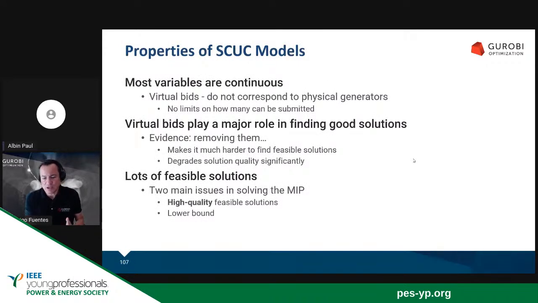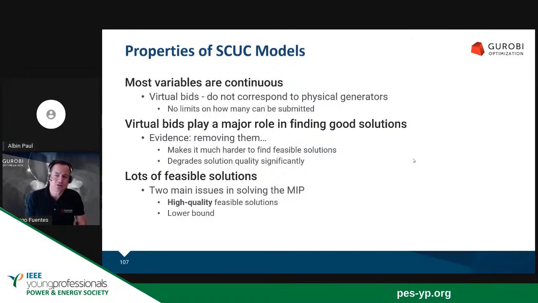Okay, let's talk about some properties of SUC models and how we can benefit from them. In SUC, most variables are continuous. I would say that in ISO applications, we have a lot of virtual bids, which are continuous. I mean, we don't have a commitment decision to make. It's either zero or how much we dispatch along the virtual bid.